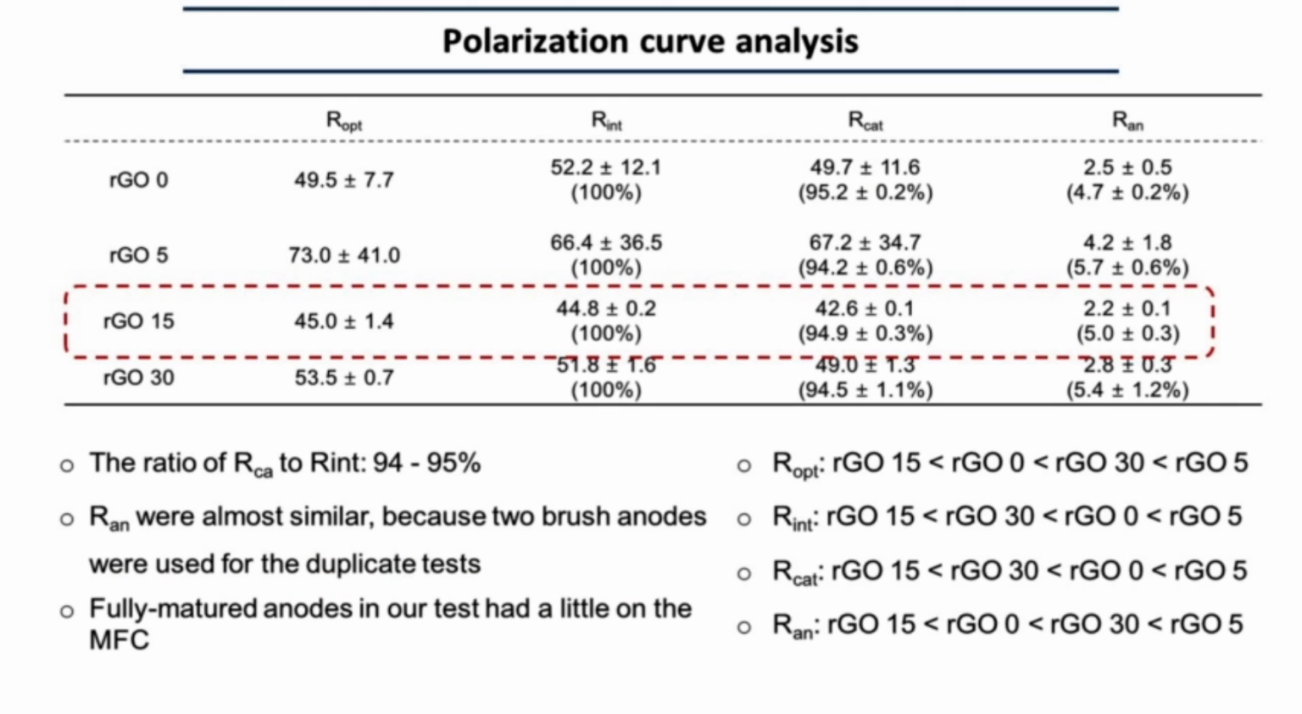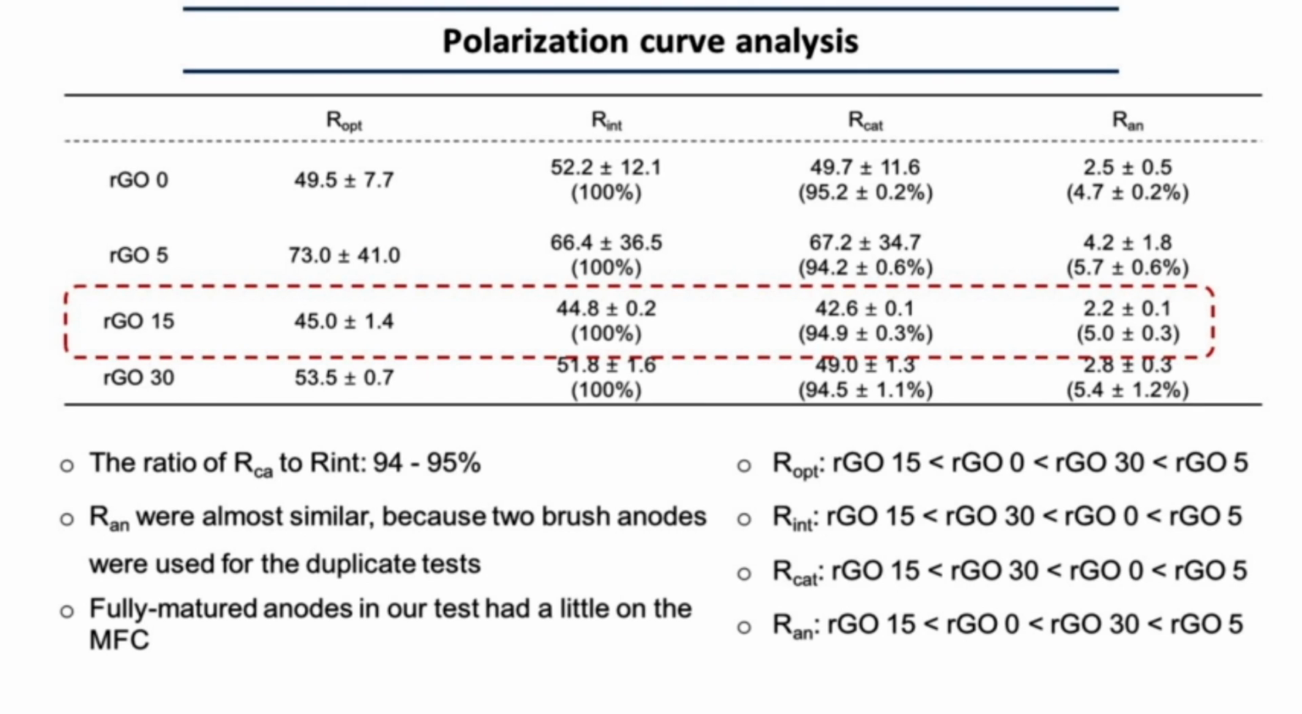The lowest cathodic polarization resistance detected was 42.6 ohms for RgO15, compared with 49 ohms for RgO30, 49.7 ohms for RgO0 and 67.2 ohms for RgO5. The ratio of cathodic polarization resistance to internal resistance was 94 to 95%.